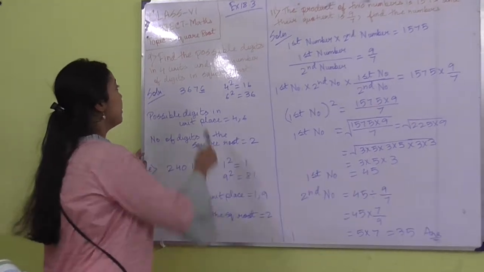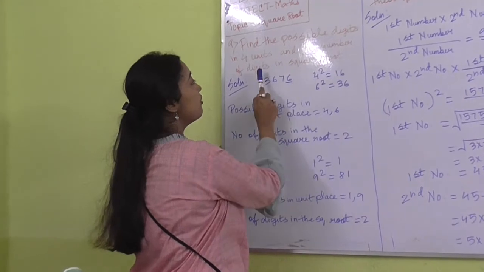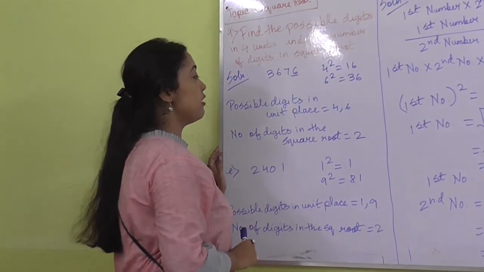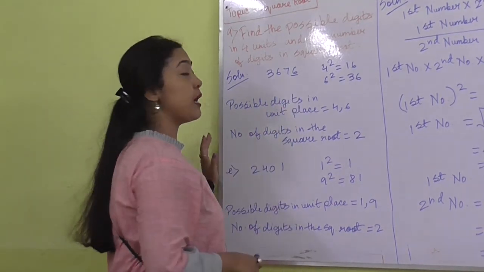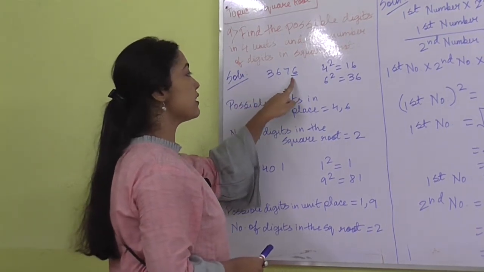Next problem is given: find the possible digits in the unit place and the number of digits in the square root. So we have to find out the possible digits in the unit place, that is in the last place, and the number of digits in the square root. The first number is given as 3676.